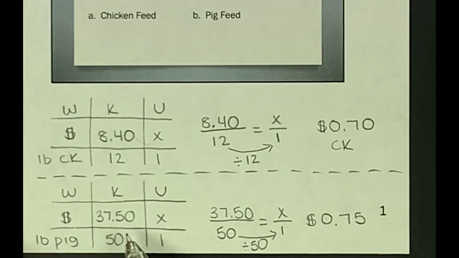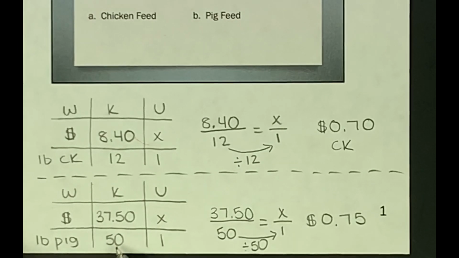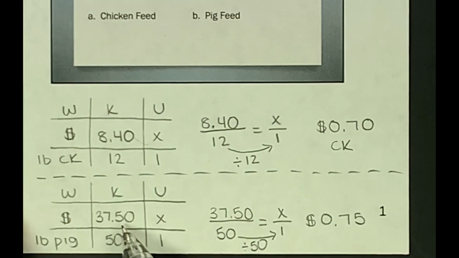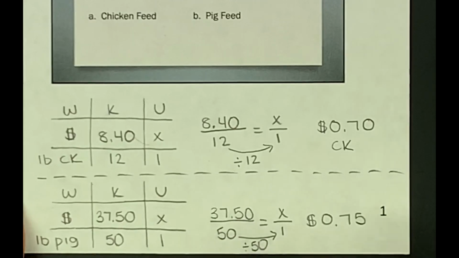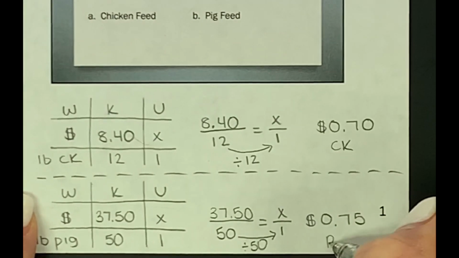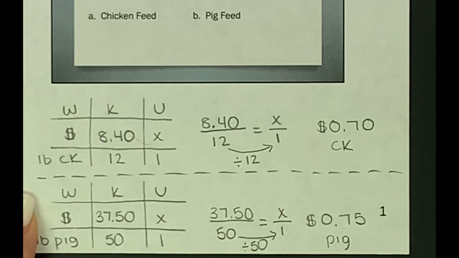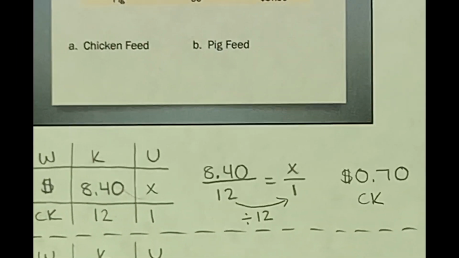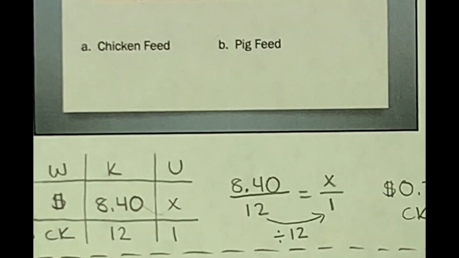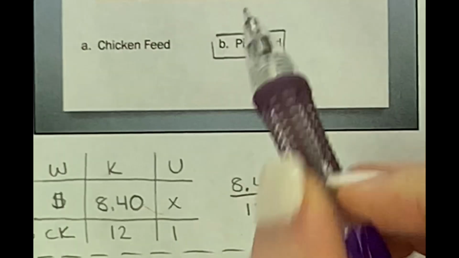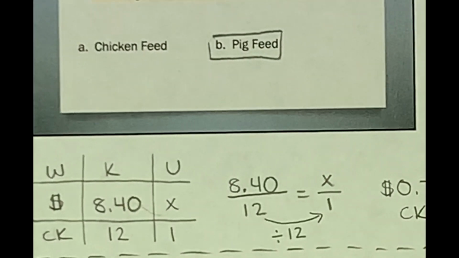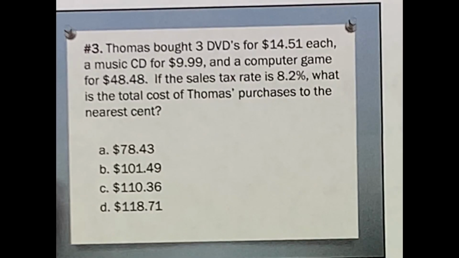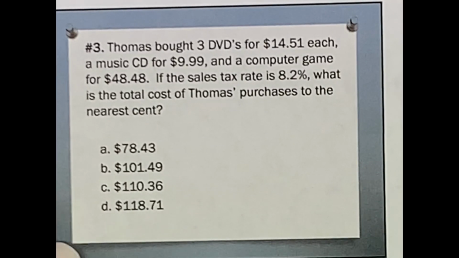Then I also did the same thing for pigs. So it says 50 pounds of pig food is $37.50. I need to know how much is 1 pound. I got 75 cents, and that's for pig food. The question says which has the highest unit rate. So 75 cents is bigger than 70 cents. So that means that the pigs have the highest unit rate. Okay, we're going to go on to number 3. Okay, I'm going to give you 3 minutes to do this problem.